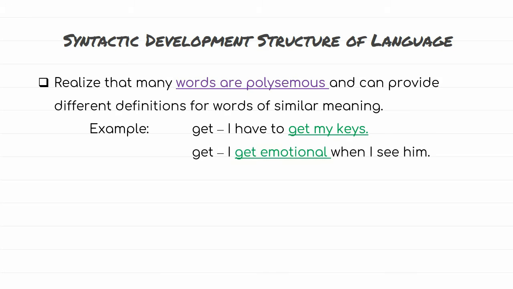Next, I get emotional when I see him. The word get here is associated with the word become. I become emotional when I see him. Then, do you get what I mean? The word get here is associated with the word understand. Do you understand what I mean? So, we conclude that the word get has 3 different meanings. First is to grab, to become, and to understand.